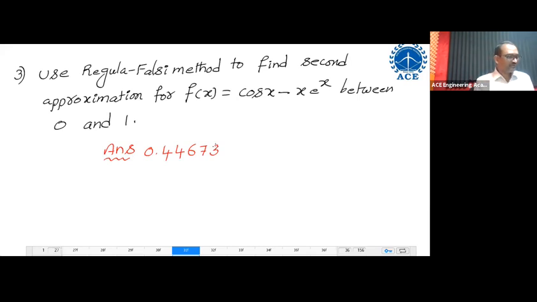Every trigonometric function value must be expressed in terms of radians. In the examination, you can solve the way we have solved the previous problem. Next model.